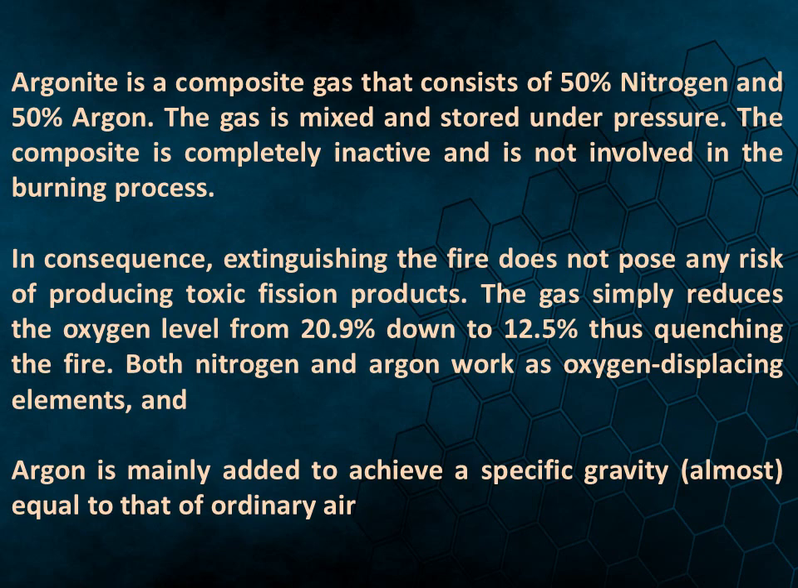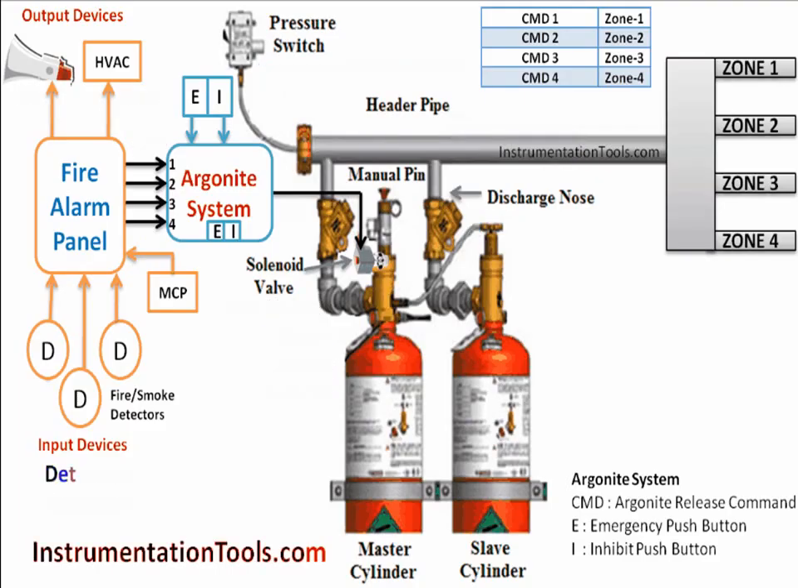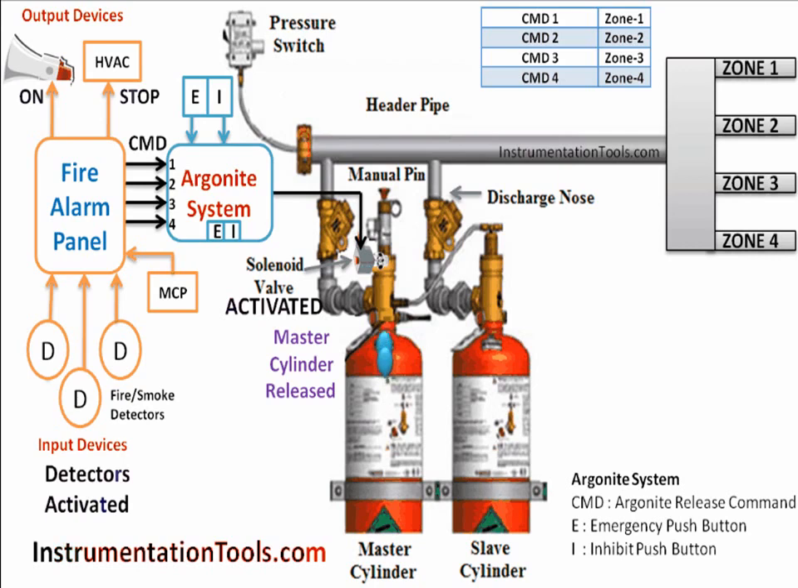Both nitrogen and argon work as oxygen-displacing elements, and argon is mainly added to achieve a specific gravity almost equal to that of ordinary air. Argonite system operation. When any fire incident happens, the fire smoke detectors will be activated. These detectors give a signal to the fire alarm panel. The fire alarm panel activates the hooter and stops the VAC unit. Also, the fire alarm panel sends an Argonite release command, CMD, to the Argonite system.